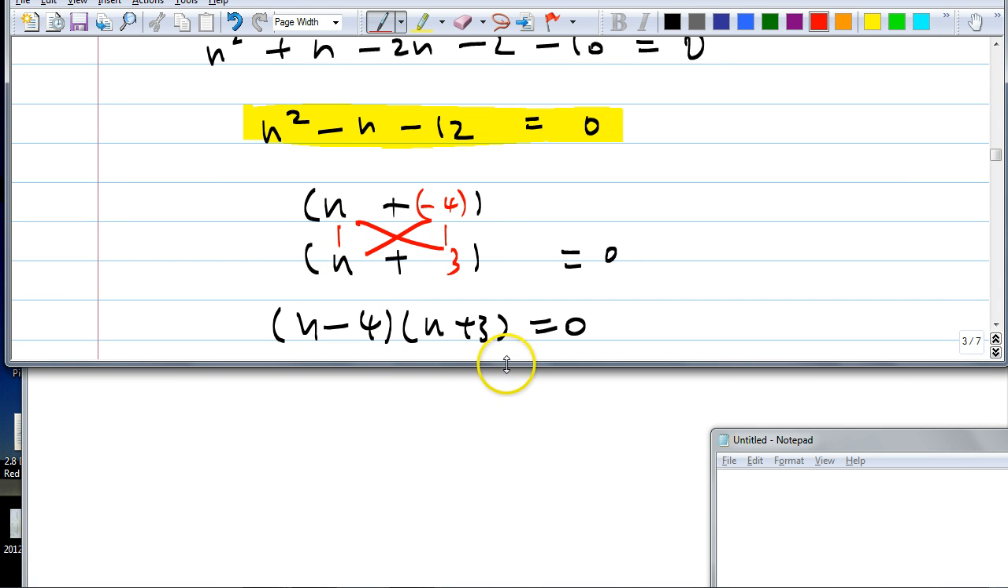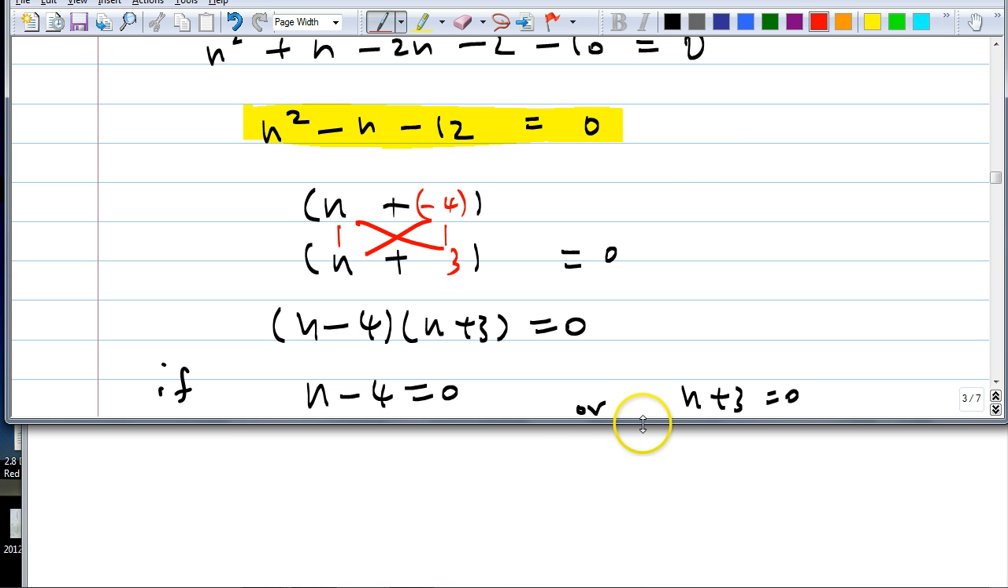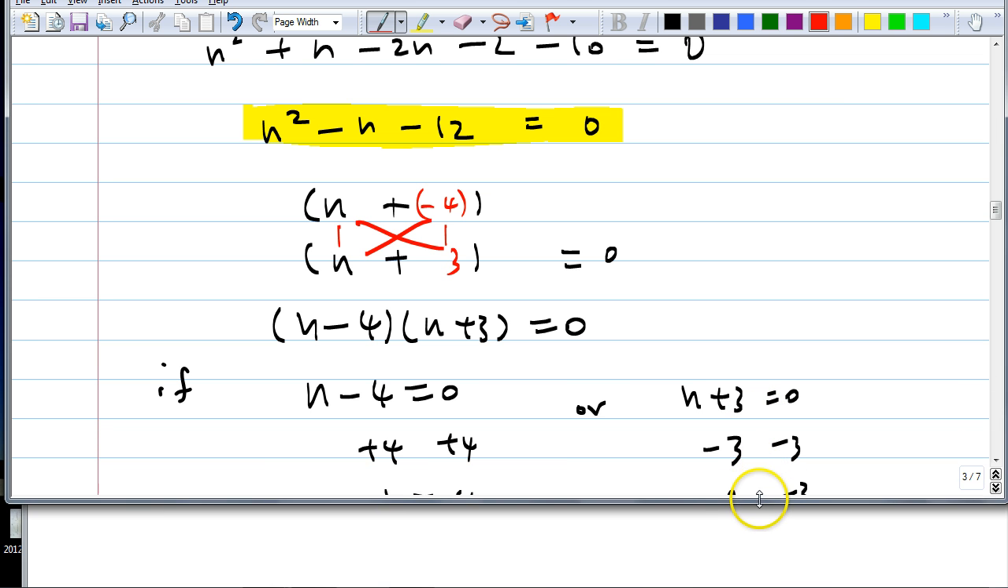This is only true if n minus 4 equals 0, or n plus 3 equals 0, because if one of them is 0, the whole thing is 0, right? So there are two possible solutions. So Noah, what do we get? n has to be equal to what? Either 4 or negative 3, right?